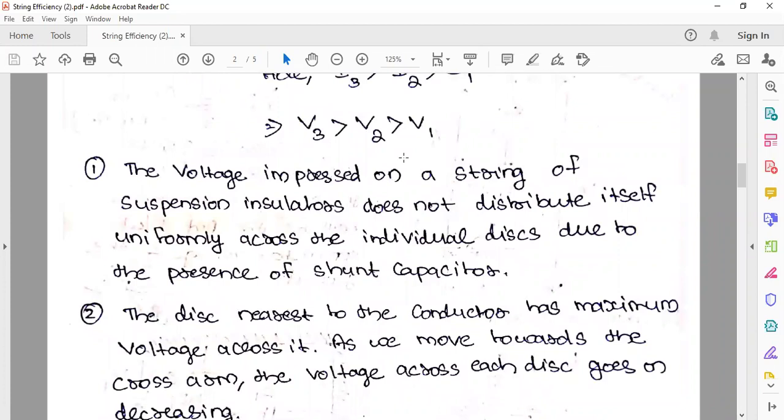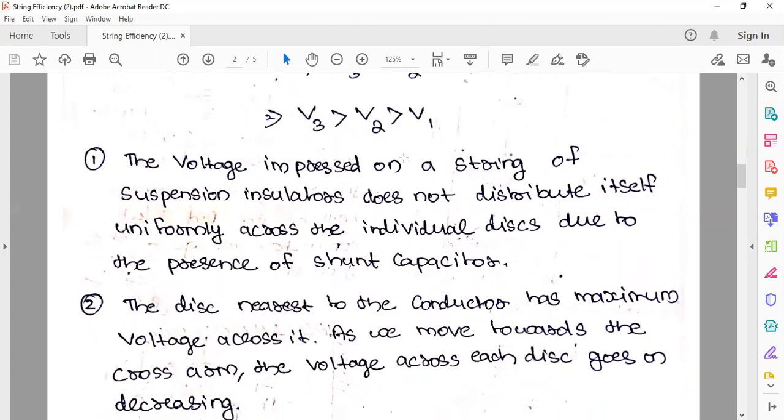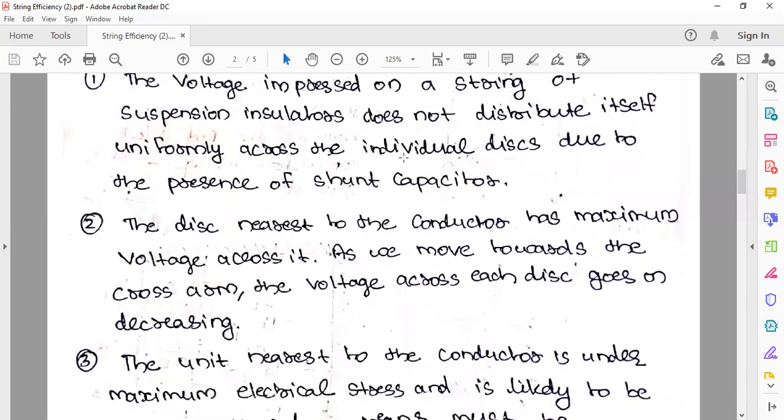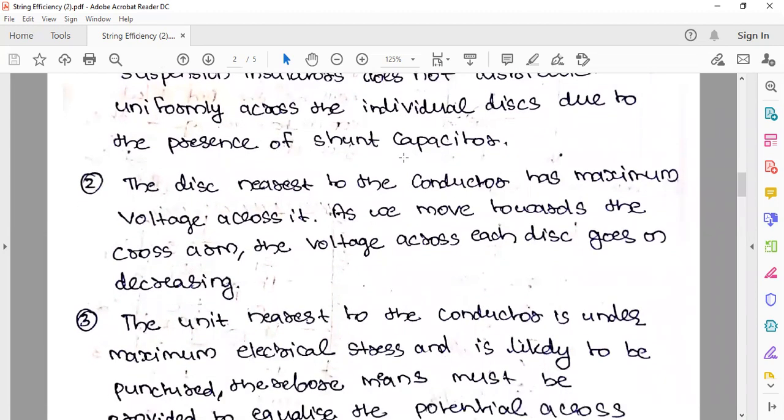The voltage impressed on a string of suspension insulators does not distribute itself uniformly across the individual disks. Why? Due to the presence of shunt capacitance. I already told you: the disk nearest to the conductor has maximum voltage across it. As we move towards the cross arm, the voltage across each disk goes on decreasing. That also is clear because it depends upon the value of the current.